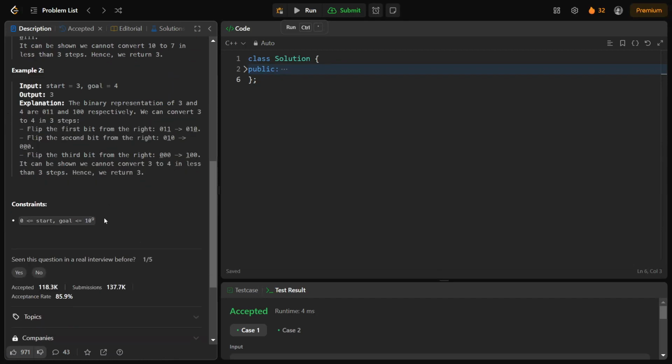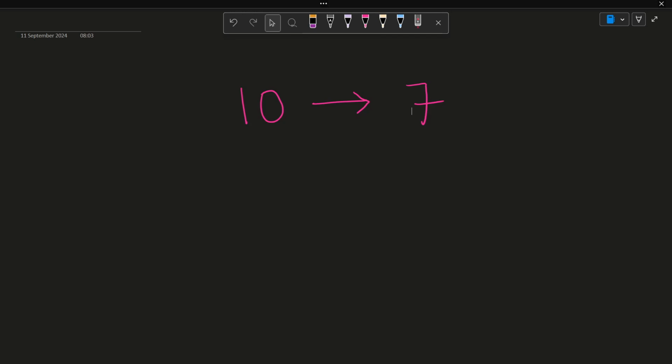But look at the constraints. Start and goal can all be stored in a 32-bit integer. Okay, so here we are in my notebook, and let's see how we actually do this. First of all, we need to convert these to binary to understand.